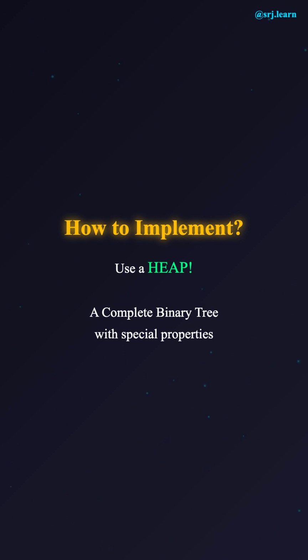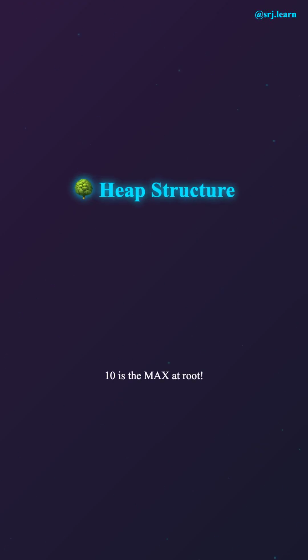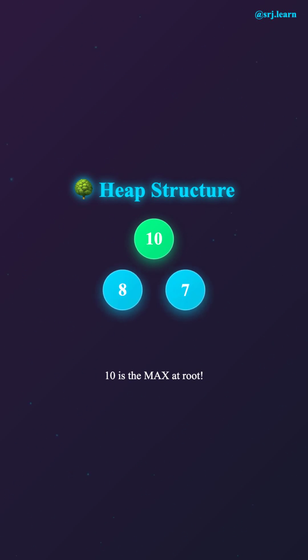A heap is a complete binary tree with a special property. What's a complete binary tree? It's a tree where every level is fully filled, except possibly the last level, which is filled from left to right. Let me show you an example. Imagine we have the value 10 at the root node. This is our maximum value in a max heap. Below it, we have two children, 8 on the left and 7 on the right. Node 8 has two children of its own, 3 on the left and 5 on the right. This forms our complete binary tree structure.